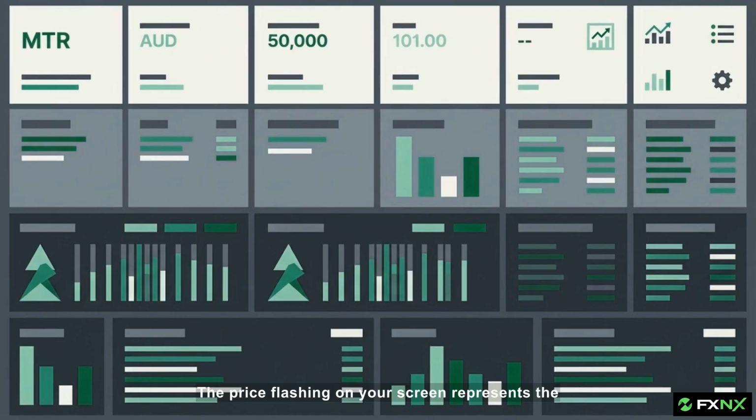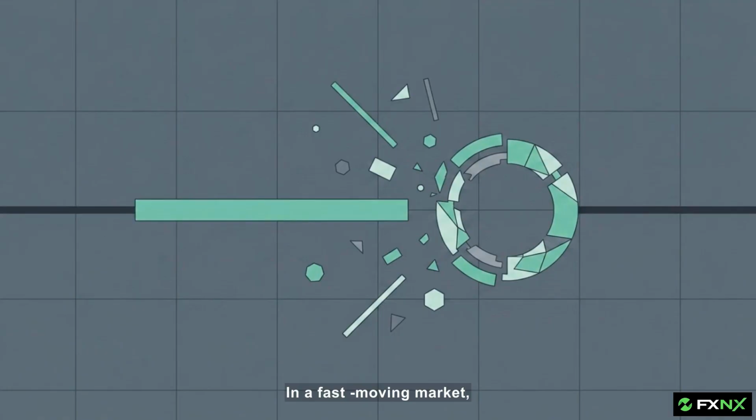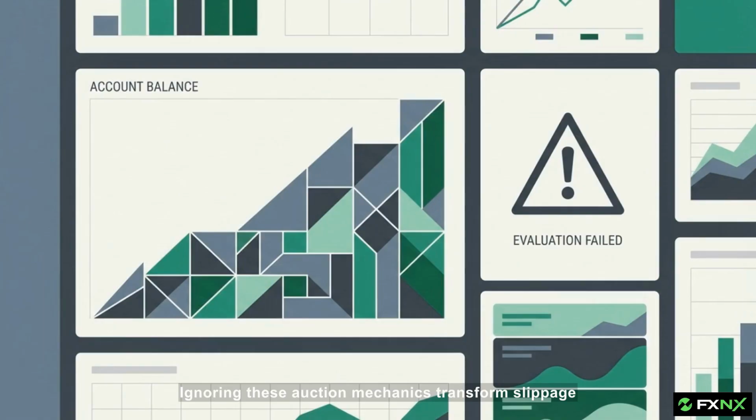The price flashing on your screen represents the top of book, the single best offer available at that specific millisecond. Because Forex is a decentralized auction, every transaction requires a matching buyer and seller. In a fast-moving market, the liquidity at your requested price often vanishes before your order reaches the network. Ignoring these auction mechanics transforms slippage from a technical detail into a recurring cost that systematically drains funded accounts.